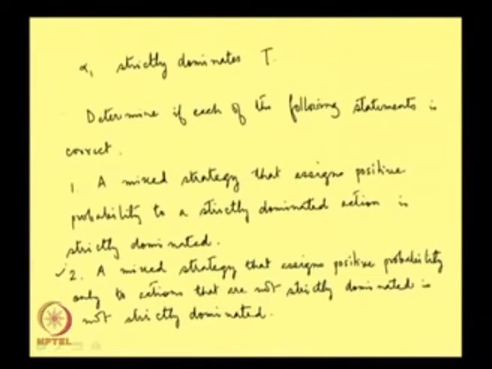Okay, now let us look at the second problem, this one. A mixed strategy that assigns positive probability only to actions that are not strictly dominated is not strictly dominated. Now, here our conclusion is that this is not a true statement, it is a false statement. When we are saying that it is a false statement, we have to give an example where it is false. So, that will be sufficient.